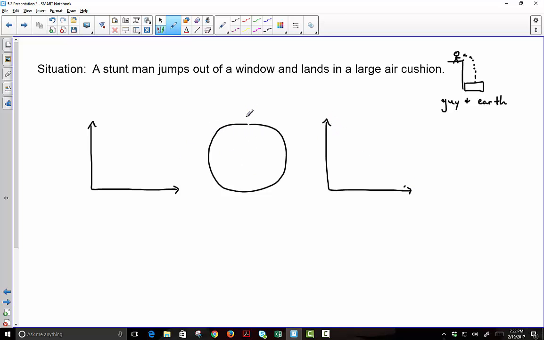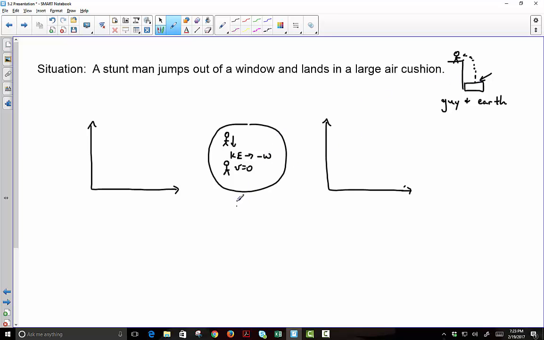So let's start with the system. The system is going to be this guy, and what we're interested in is this point right there. What happens as he hits the cushion? As he hits the cushion, he has some velocity, and then after he hits the cushion, his velocity is going to go to 0. So we're going to start with some kinetic energy, and then see what happens afterwards. The kinetic energy is going to be transformed, and there's going to be some negative work done on it.